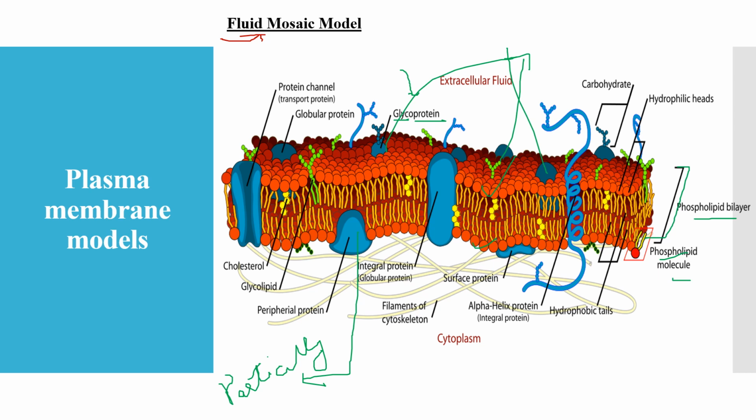And two types of proteins are present: intrinsic protein and extrinsic protein. Intrinsic protein may be completely embedded or partially embedded, whereas extrinsic protein is present on the surface.